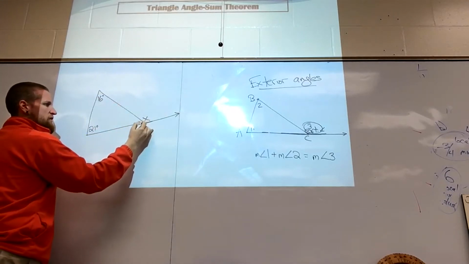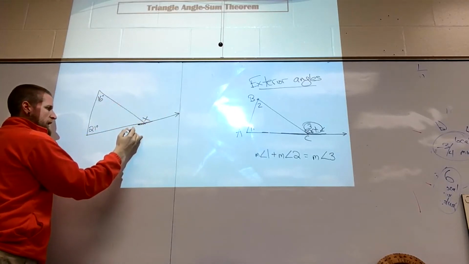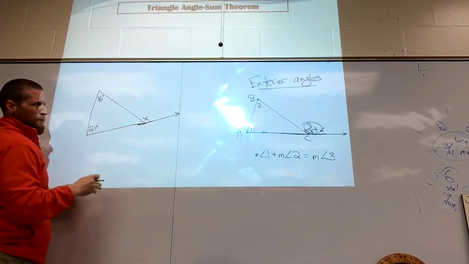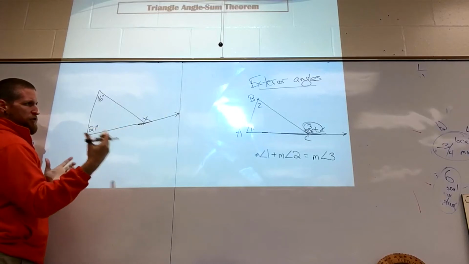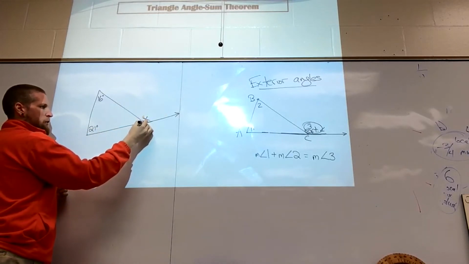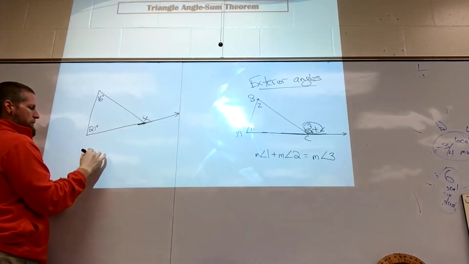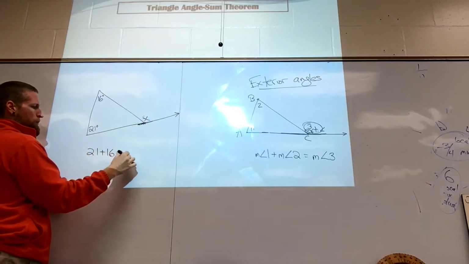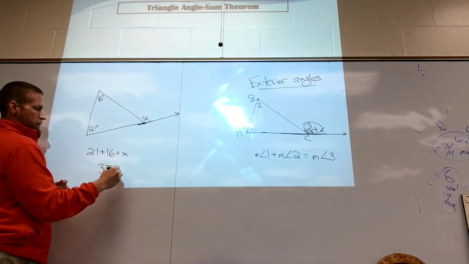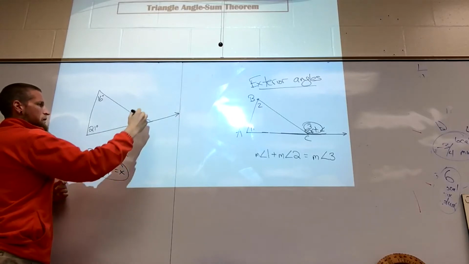My x here is on the exterior, and if I could remember it down the line, most people do not actually remember this theorem just because we do it in passing and for this one day. But if you can remember it, a quick way to get this number is you just do 21 plus 16, which is, what's 21 plus 16? 37. Okay? So that's 37.